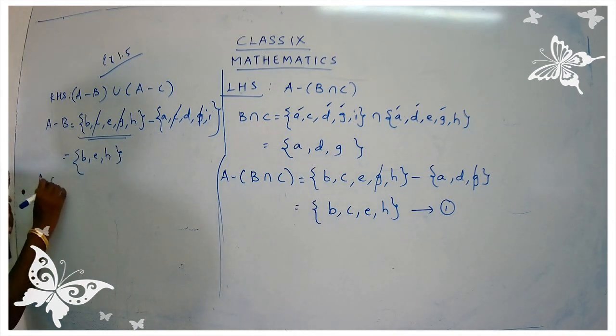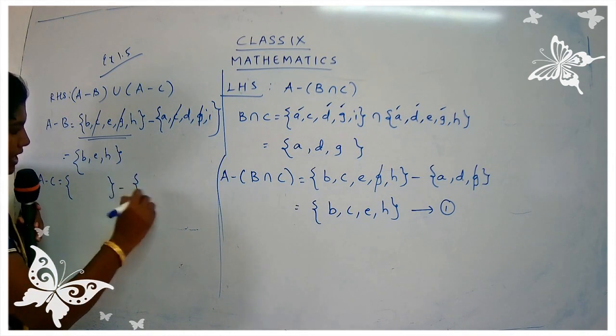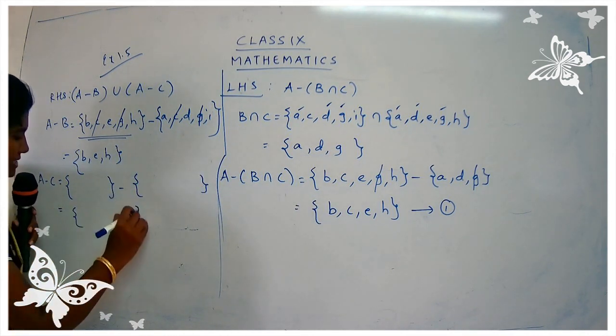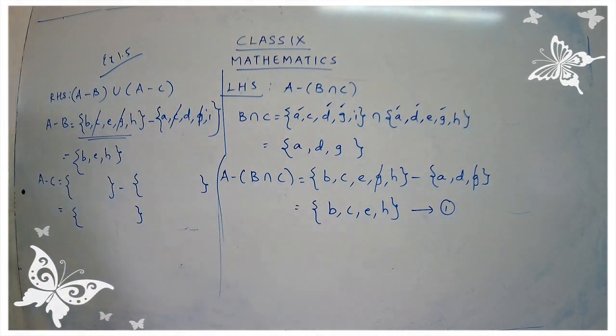Okay. I want you to try out A minus C. Write down the members of A. Write down the members of C. And get the answer. Come on, children. Try out A minus C. Do it fast. Do not waste your time.